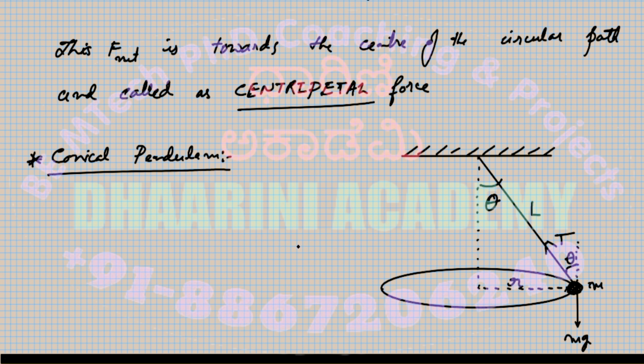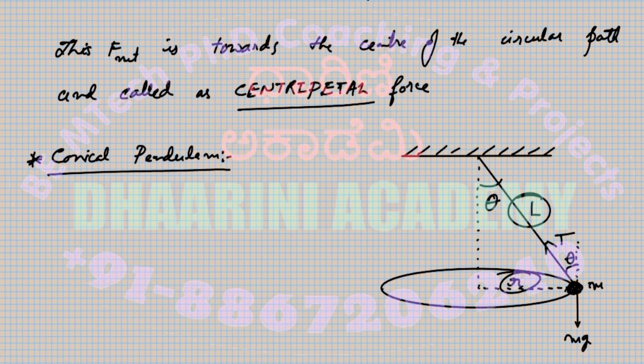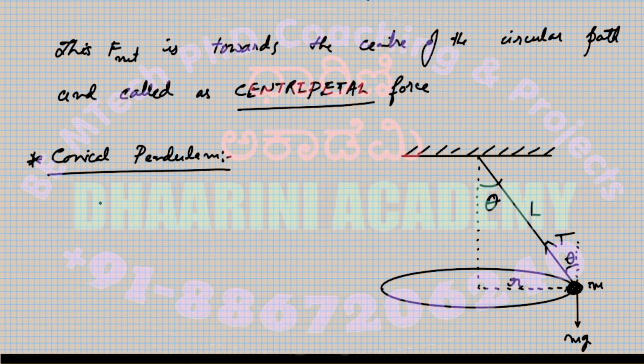Now, the relationship between r and L using theta: I can see that sine theta is equal to the opposite side, which is r, the radius, divided by the length of the string, capital L. Because of that, I can write the relationship like this: small r is equal to capital L into sine theta. Call this equation 1.